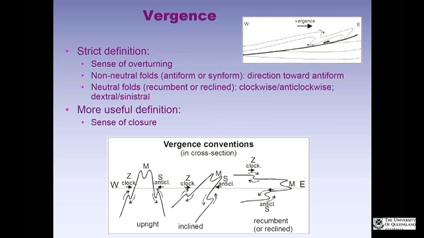Okay, so we can do that in non-neutral folds, antiforms or synforms, we can find the next antiform. And if you remember, there are a few folds that we cannot call antiforms or synforms. These are neutral folds, like recumbent or vertical folds. So essentially, we talk about clockwise and counterclockwise vergence, and we are basically led to the next closure.